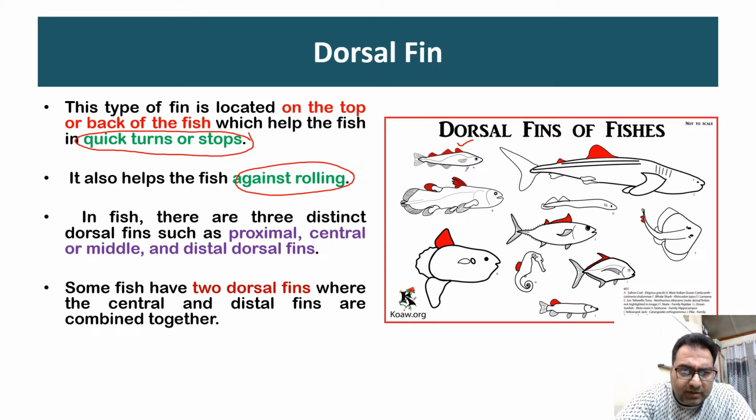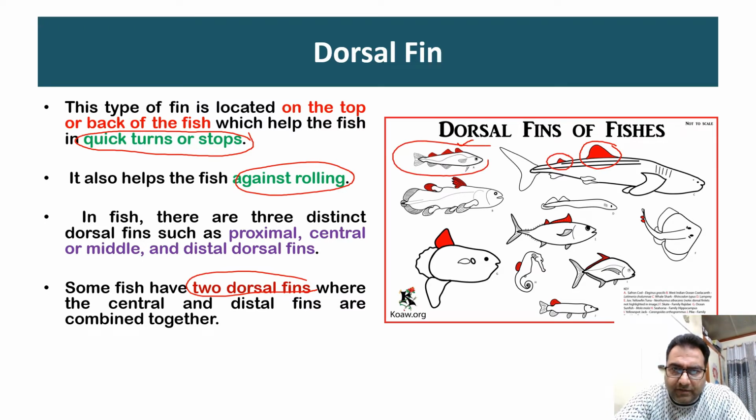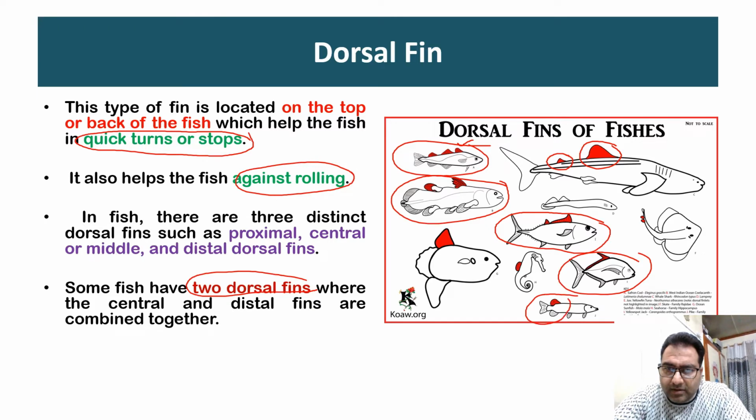Some fish have two dorsal fins, where the central and the distal fins are combined together. Many times the central and the distal fins are combined. For example, in these fishes you are seeing here, here you are seeing two dorsal fins, here three dorsal fins, and here again two dorsal fins. They can be proximal, central, or distal in position. These are the dorsal fins in the case of fishes of different types.